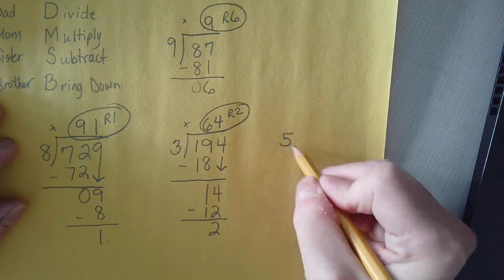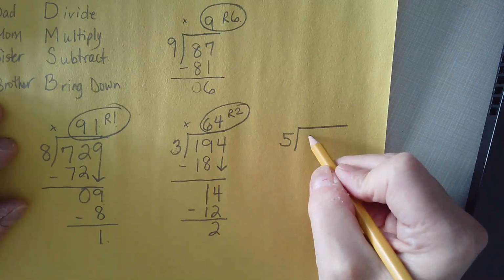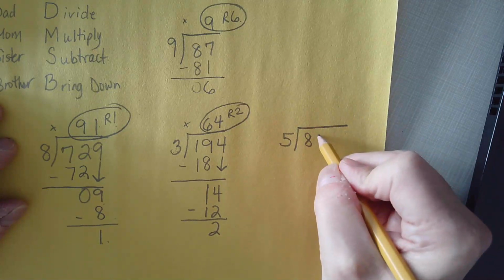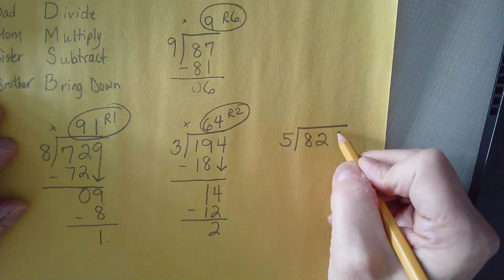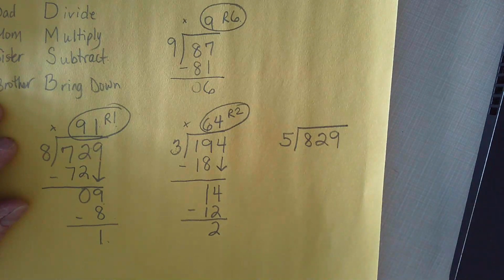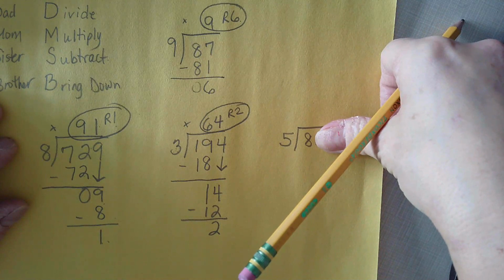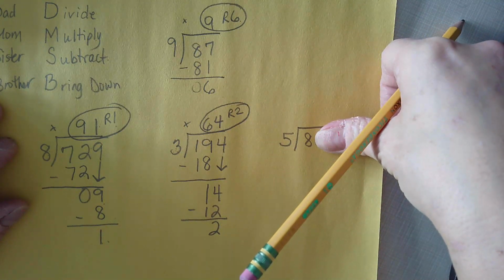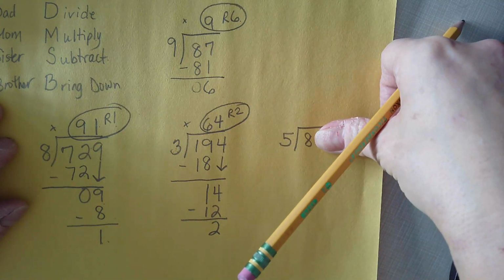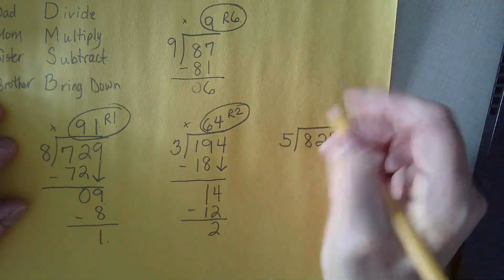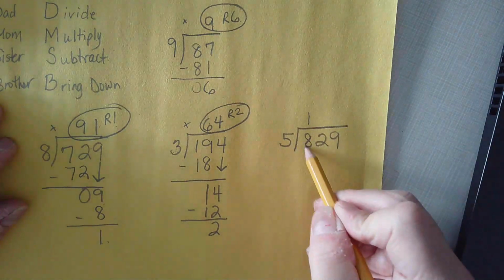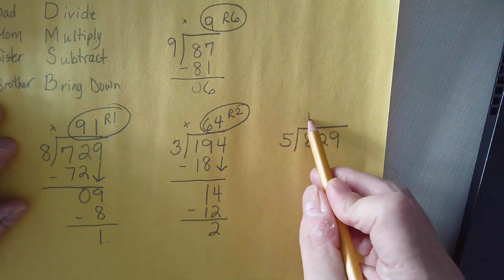Let's try 5 divided into 829. Okay? Can 5 be divided into 8? Yes, it can, because 5 is less than 8. It goes into 8 one time. So we're putting that 1 right above the 8 because 5 can be divided into 8.